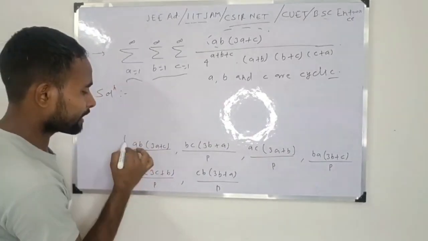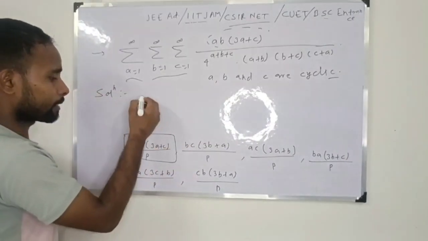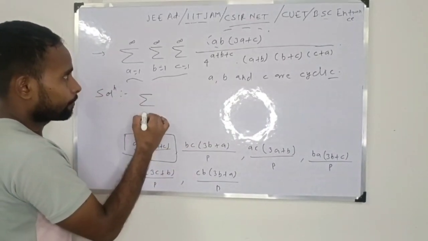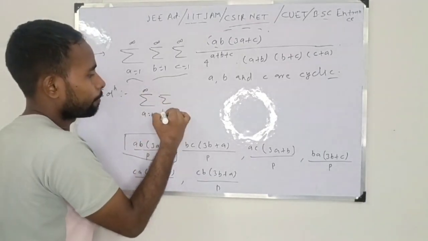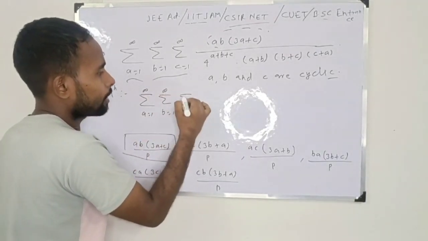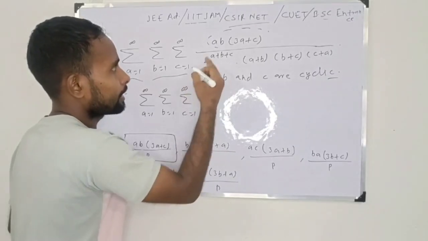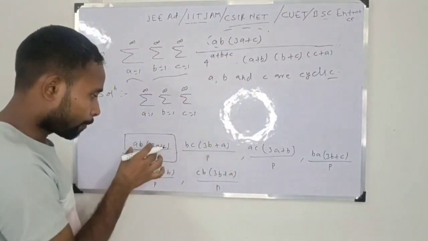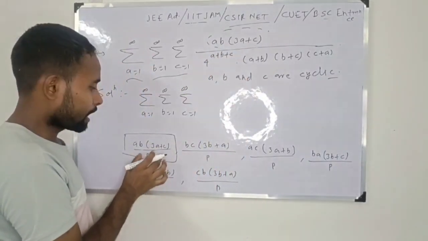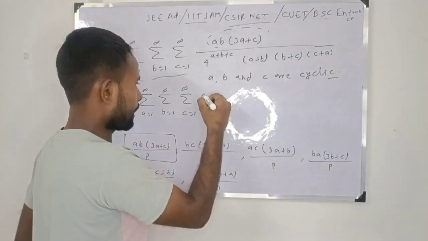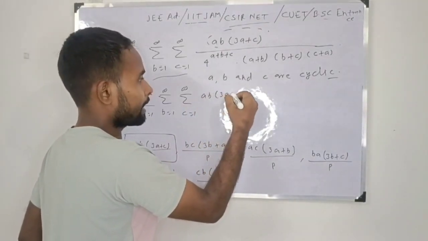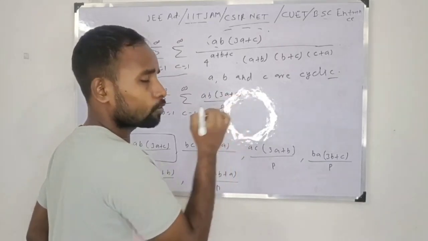Suppose that I want to take these single terms. You will get sigma A = 1 to infinity, sigma B = 1 to infinity, sigma C = 1 to infinity. In this section, suppose that I want to write this expression: AB into 3A + C upon 4^(A+B+C).